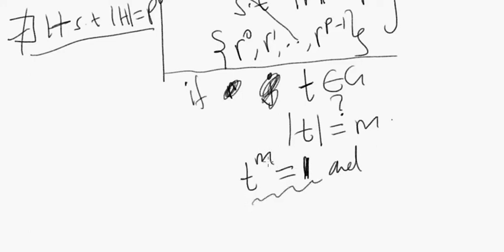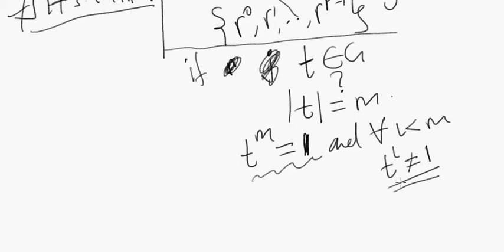So if we prove that t to the m equals 1, what would it take to show that m is the smallest power such that when we raise t to it, we get 1? Suppose we proved that for all natural numbers L less than m, t to the L does not equal the identity. Suppose we prove these two things: t to the m equals the identity, and for any natural number L less than m, t to the L does not equal the identity.